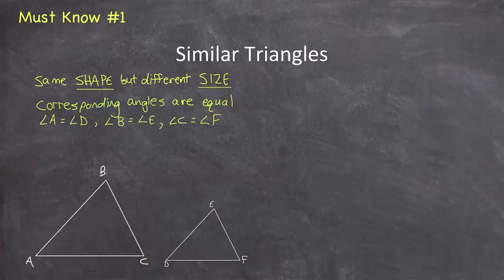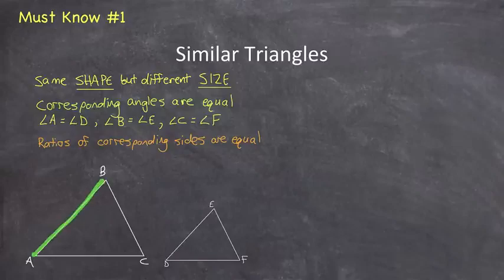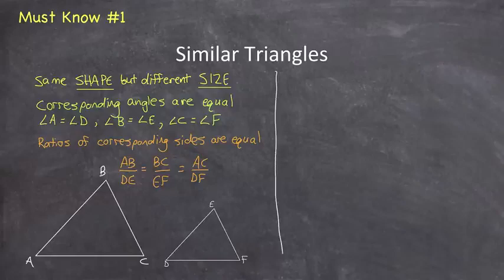The other important property is that ratios of corresponding sides are also equal. So the ratio of side AB to side DE would be equal to the ratio of side AC to DF, which would be equal to the ratio of side BC to EF. And we can use these properties to solve for missing sides and angles in triangles that are similar to each other. Let me show you an example.